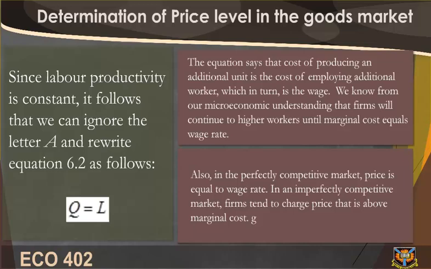The equation says that the cost of producing an additional unit is the cost of employing an additional worker, which in turn is the wage. We know from our microeconomic understanding that firms will continue to hire workers until marginal cost equals wage rate. Also, in the perfectly competitive market, price is equal to wage rate. In an imperfectly competitive market, firms tend to charge a price that is above marginal cost.